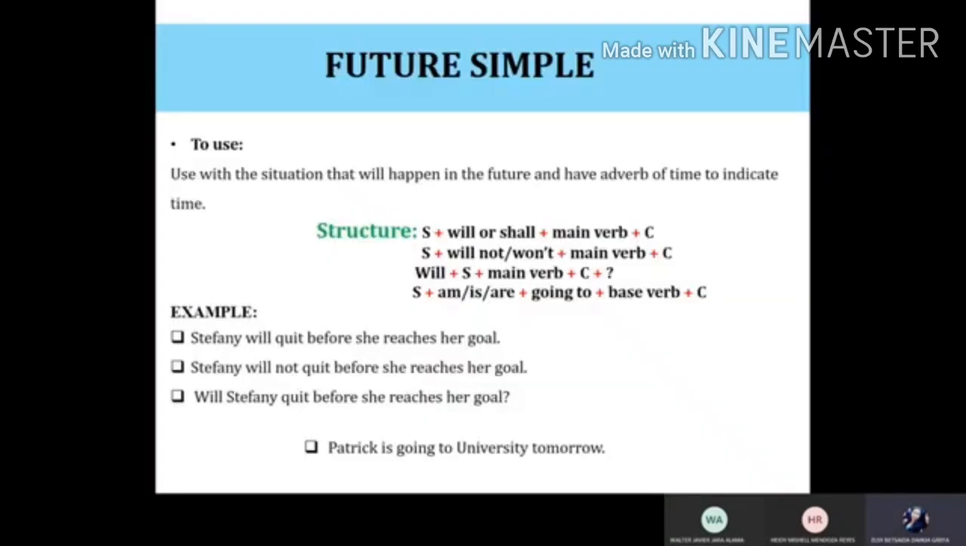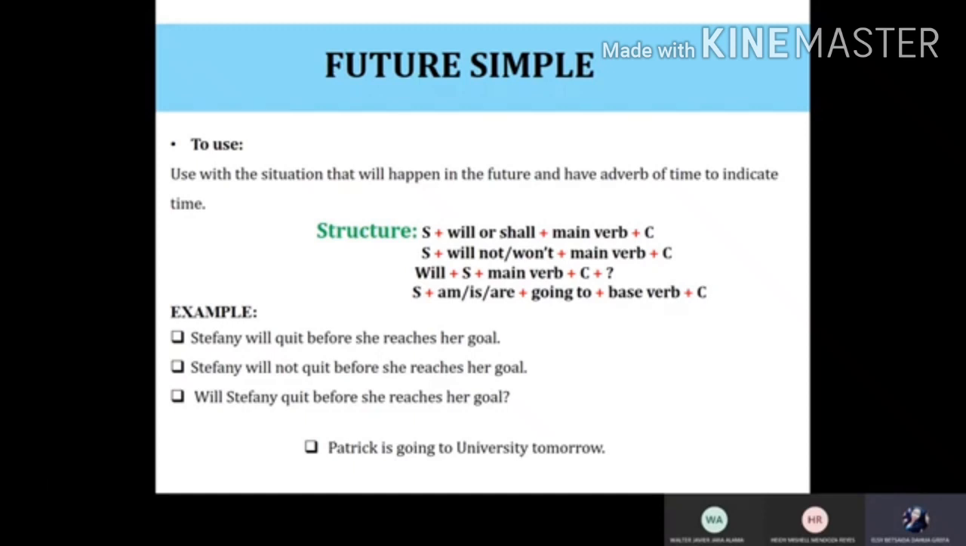Future tense. Future simple. We use it for a situation that will happen in the future, and it has an adverb of time to indicate time. Structure in negative and in affirmative: subject plus will or shall plus main verb plus complement.